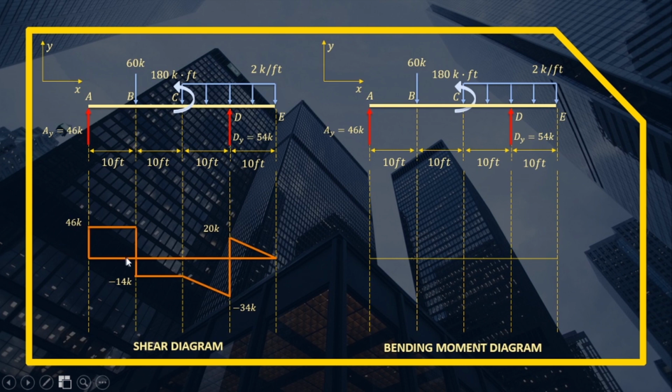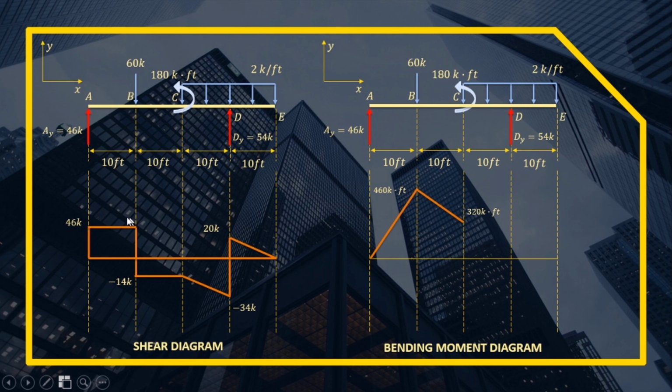So for the area of this rectangle, for segment AB, this is 10 feet. That means we will have a moment at point B of 46 times 10, that is 460 feet. And we have a negative area for segment BC. We subtract negative 14 times 10. So 460 minus negative 14 times 10, this area below. So 460 minus 140, that is 320. Still positive. So that's how it is.